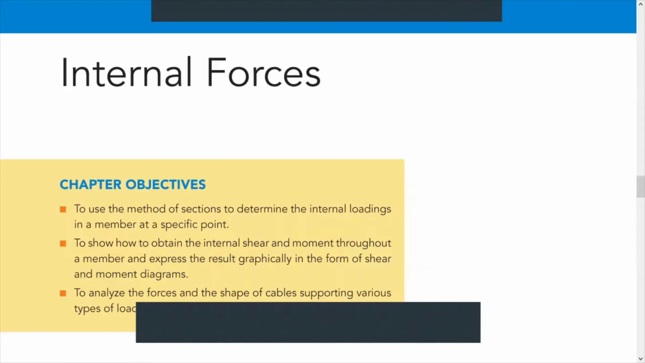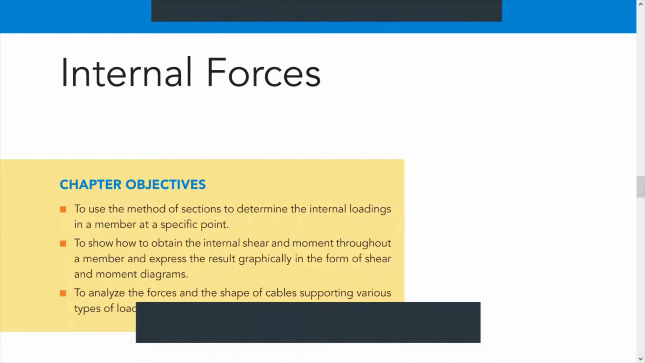Today, inshallah, we're going to start with Chapter 7, Internal Forces. The chapter objectives are: we need to use the method of sections to determine the internal loadings in a member at a specific point. يعني راح نستخدم method of sections اللي شفناها and let's say in a truss. So we're gonna make an imaginary section at some point to find the internal loadings in this member.